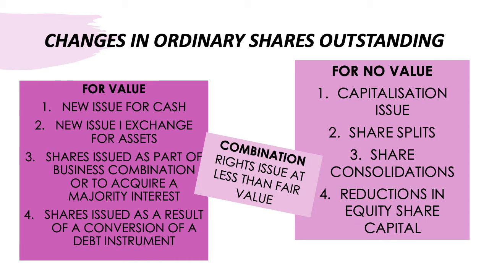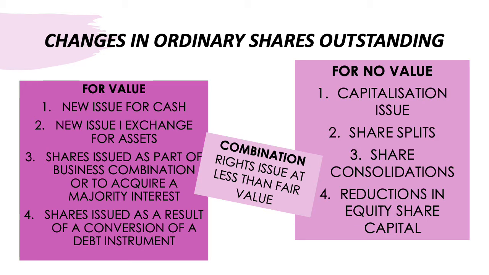We can also issue shares as part of a business combination or to acquire a majority interest in another company. So in consolidations, you are typically told, we paid 500,000 Rand for a 60% interest in this company. Well, instead of paying 500,000 Rand, you could issue 50,000 shares in your company, and that is then deemed to be consideration, and it is a for value share transaction.